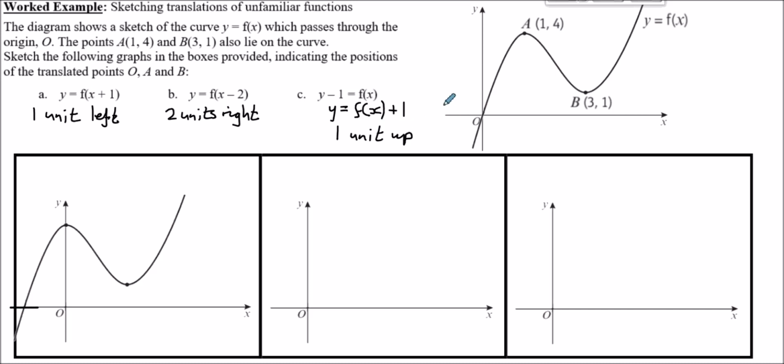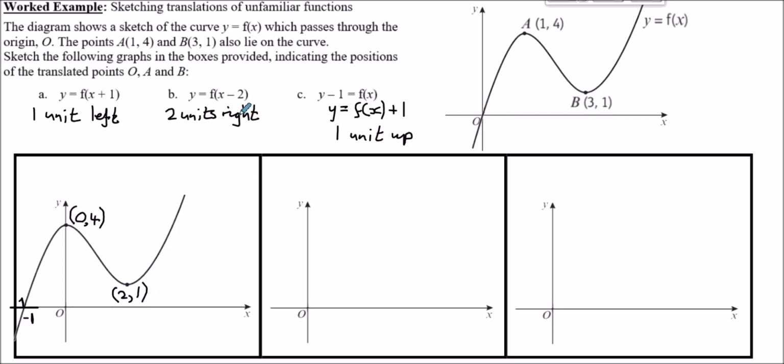Close call though. And so anyway, it's going to cross the x-axis. Instead of 0, 0, that's going to be 1, 0. Minus 1, 0, I mean to say. This point here is going to be now 0, 4. And this one here, 3, 1, is going to move 1 to the left. This point, this minimum, is now going to be 2, 1.